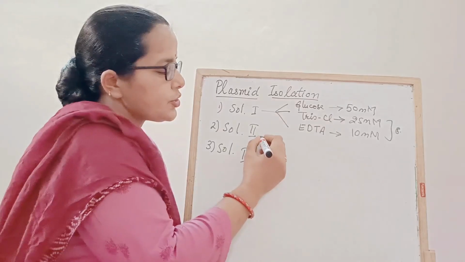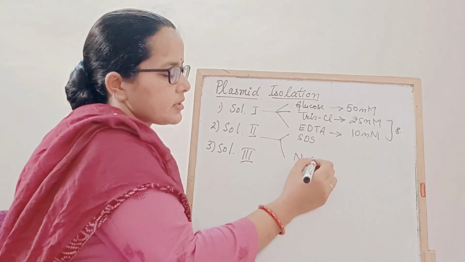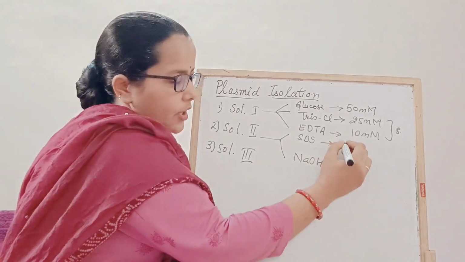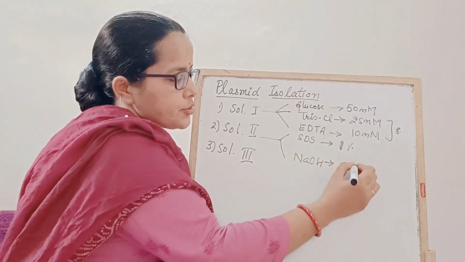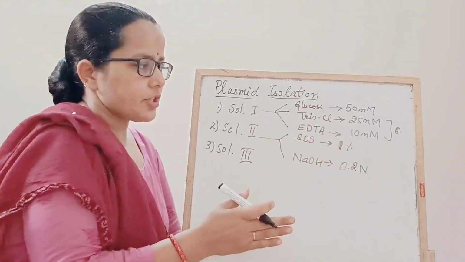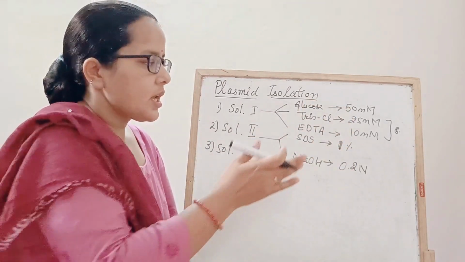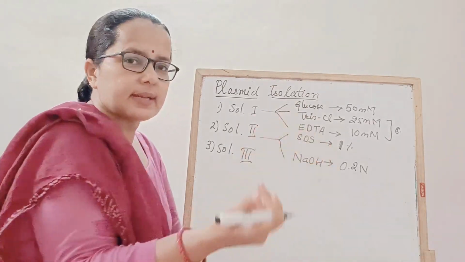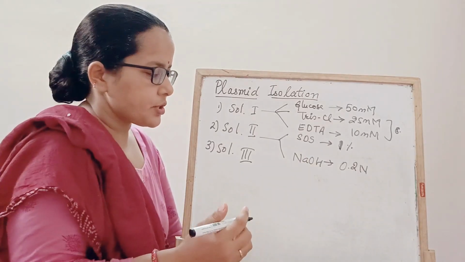Then solution 2 has two things: SDS and NaOH. You need 1% SDS and 0.2 normal NaOH. For preparing these working solutions you need to prepare stocks. For Tris-Cl you can prepare 1 molar Tris, for EDTA 0.5 molar EDTA, for SDS 10% SDS, and for NaOH you can prepare 5 normal NaOH solution.